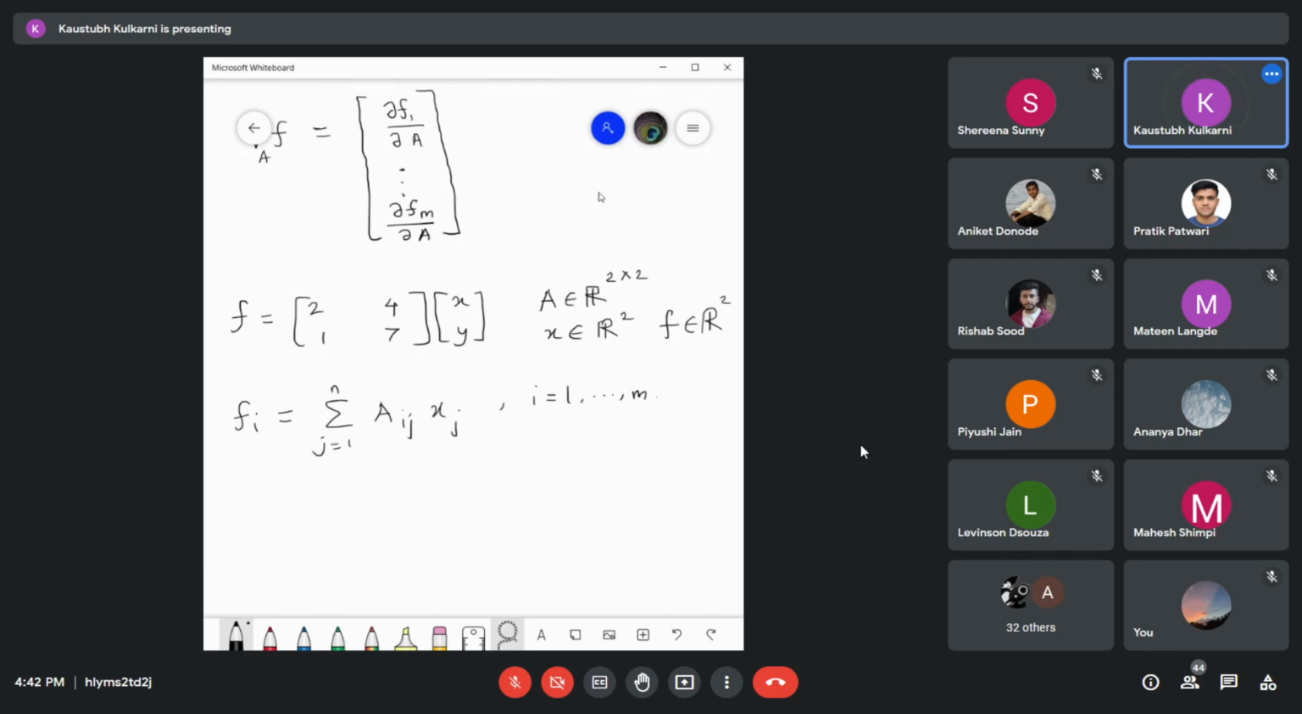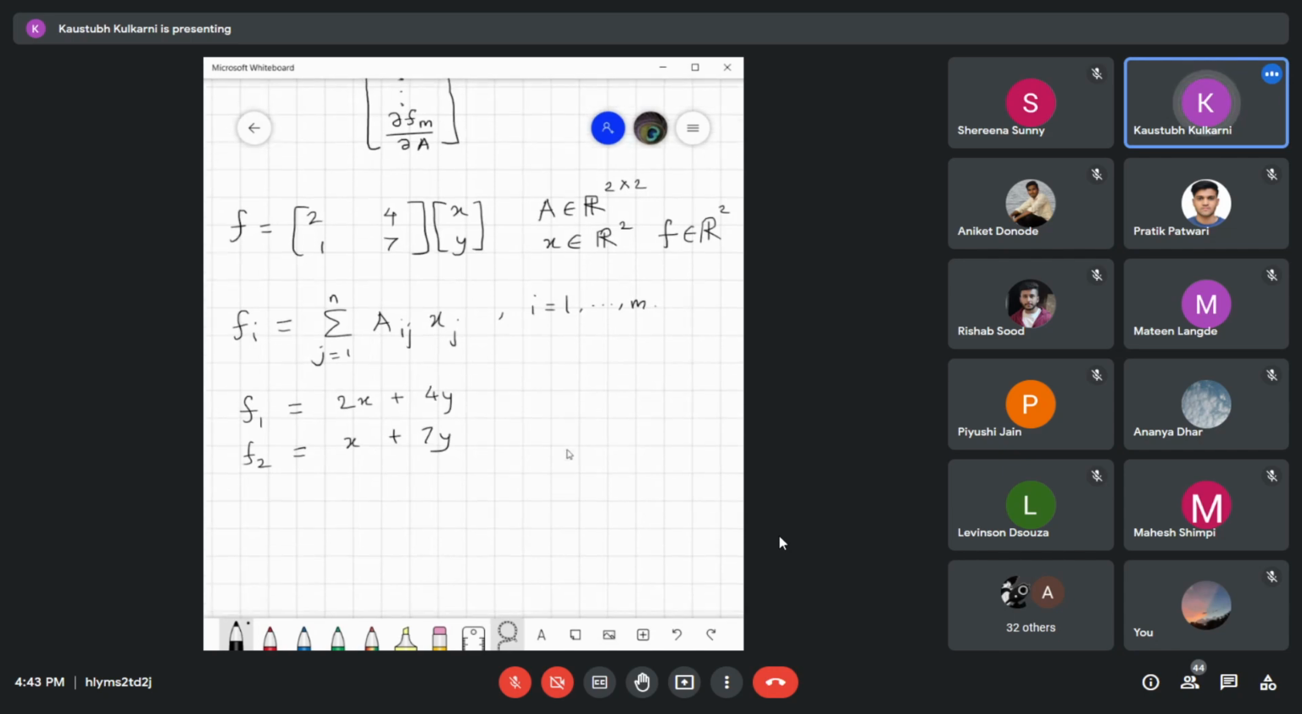So first, f1 is a function of x and y, which is 2x plus 4y, and f2 is also a function of x and y, which is x plus 7y.